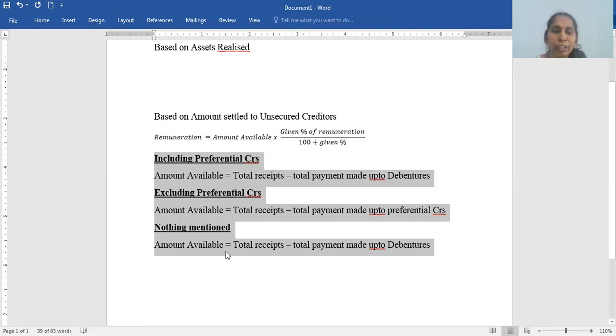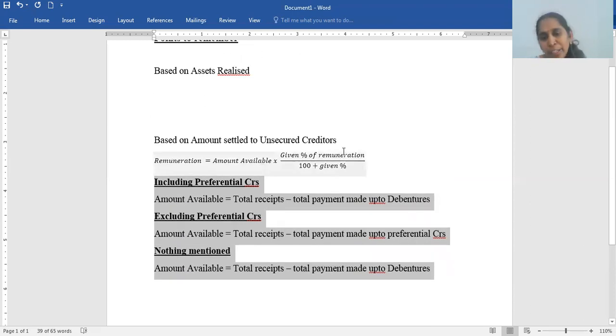Amount available equals total receipts minus total payments made up to debentures. Whatever amount is available, apply it in the formula and you will get the amount to be settled as the liquidator's remuneration. After writing this, the remaining balancing figure you can write as the amount settled to unsecured creditors. This is one of the important tips when calculating the remuneration based on unsecured creditors.